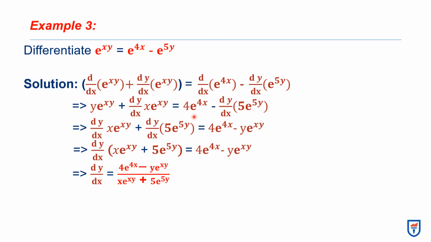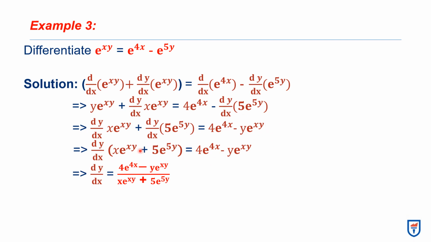Now the third step: we group all those terms that have dy/dx on one side, and we group all those that have a constant on the other side. So we end up with dy/dx on one side, with x e^(xy) plus 5e^(5y), because we factor out dy/dx. Then the one that has a constant, which is 4e^(4x), and we take the other one, y e^(xy), to the other side, where it becomes negative y e^(xy). Then now we're left with dy/dx.